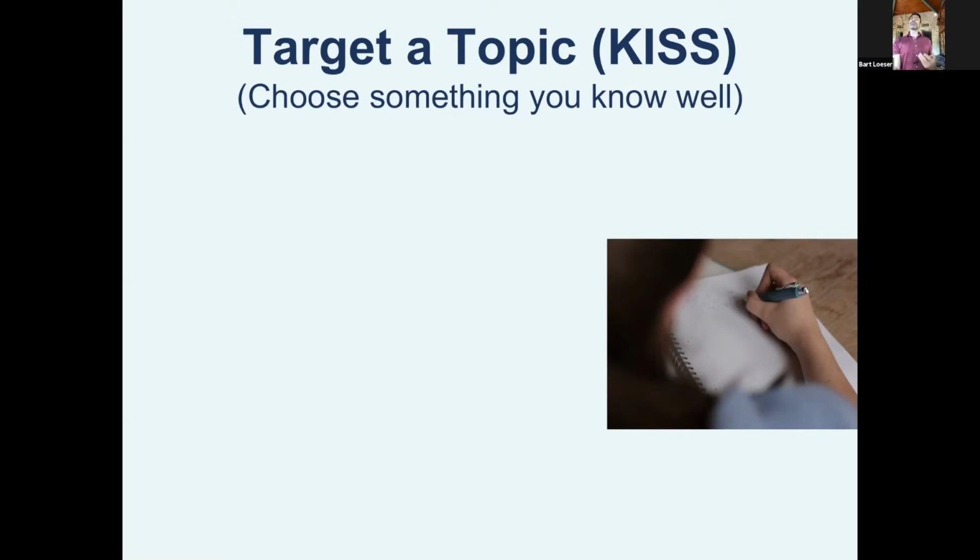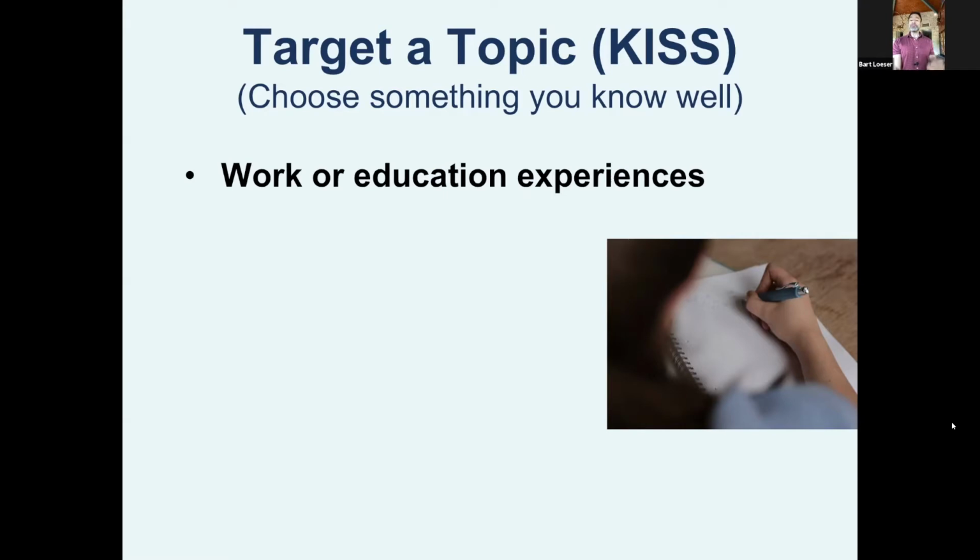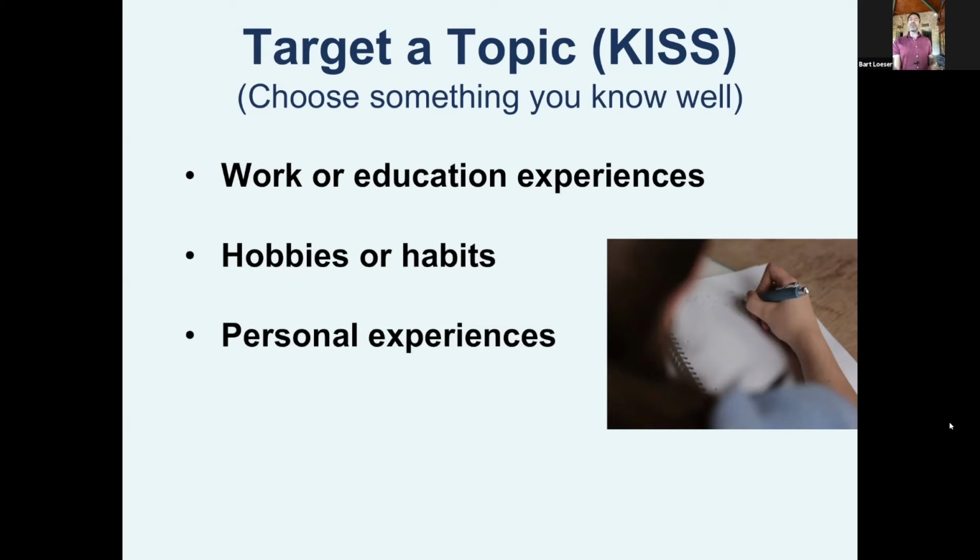Choose something also that you know well. Something that's very familiar to you, that if someone at a dinner party asks, oh, well, tell me more about that, you could easily do that, such as your work or education experiences, perhaps hobbies or habits that you notice about yourself. Another thing is personal experiences. Things that have happened in your life that are interesting to you or to other people.